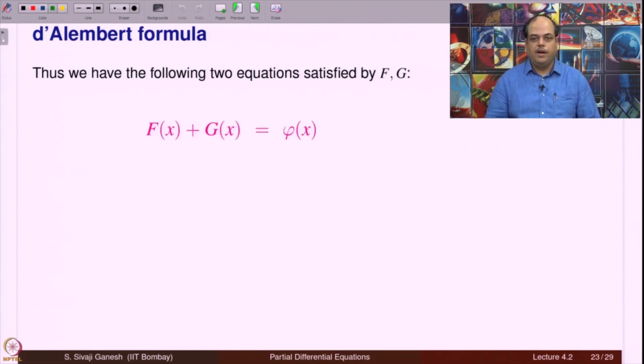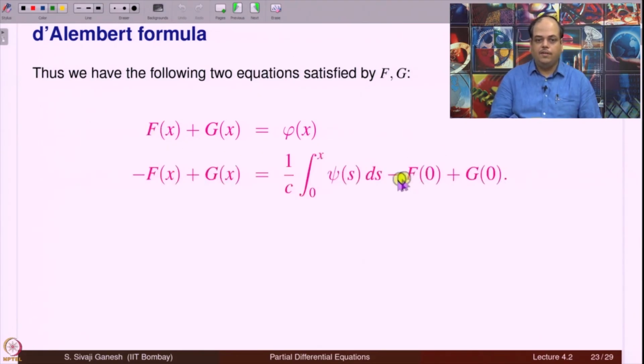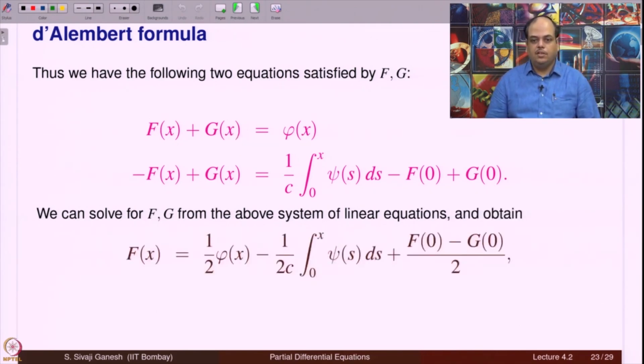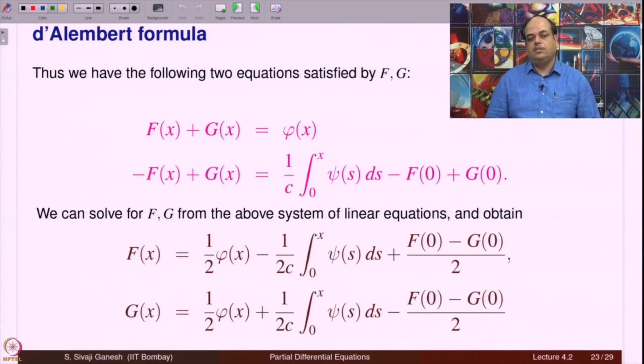Okay. So, we have the following two equations for f and g. This is coming from IC1: f plus g equal to phi. This is coming from IC2 after integration: minus f plus g equal to this. Now, if you add up, you get an expression for g. If you subtract, you get an expression for f. So, we can solve this system of linear equations and obtain f equal to this expression and g equal to this expression.